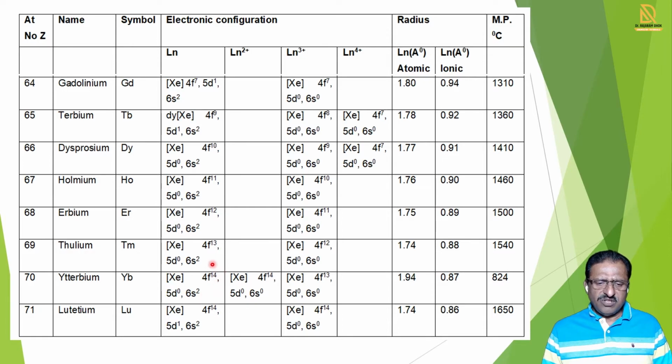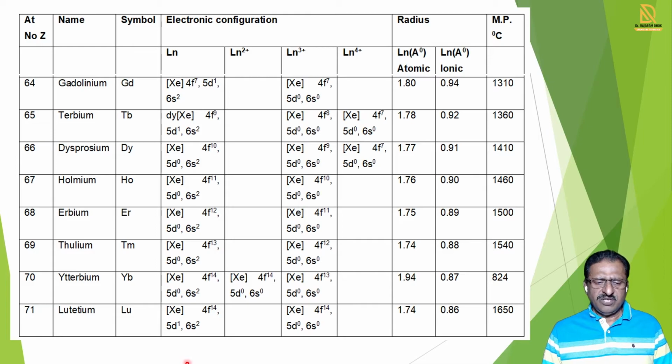So here 14 electrons are filled and 5d contains 0 electrons. So this is a completely filled electronic configuration. Then lutetium, 4f14, 5d1 and 6s2. Means you see here, again 4f14 electrons are present, and there is completely filled stability in the f orbital. So in ytterbium and lutetium, completely filled stability is observed because in both the elements 4f14 is filled. So this is the electronic configuration in the Ln case.